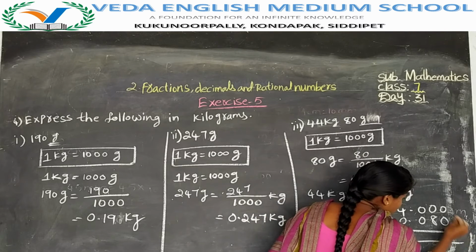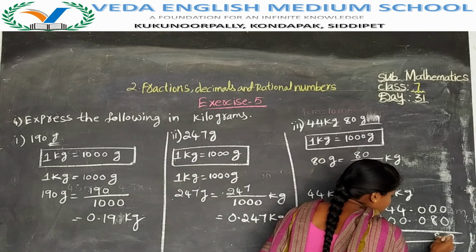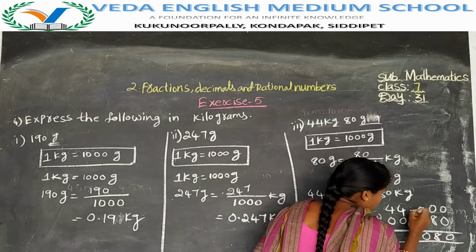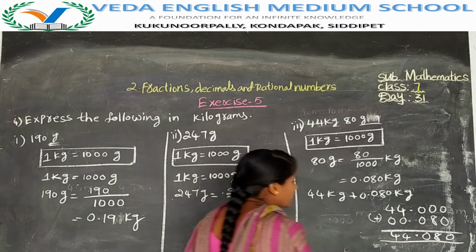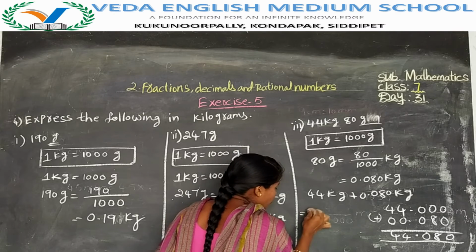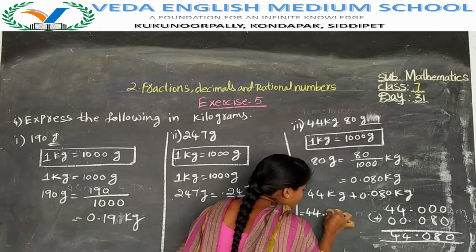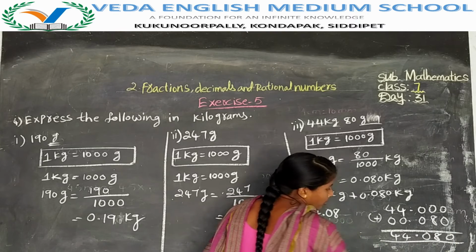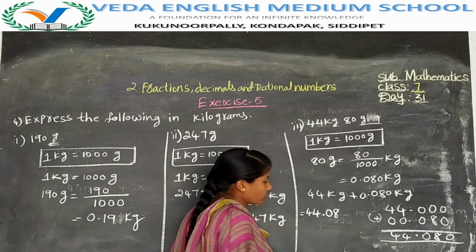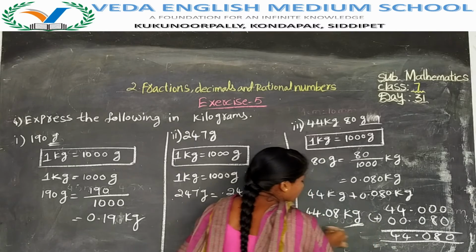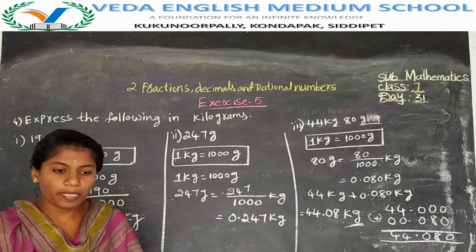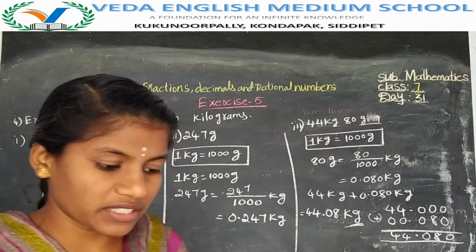Now do the addition. 0 plus 8, 0 plus 0, 0. The point we have to write as it is, then 4. It is 44.080 kilograms. After the point, there is no value for the 0, so you can say 44.08 or 44.080 also, no problem. We will write 0 only kilograms. It is the fourth bit. Now next, the fifth bit is there.